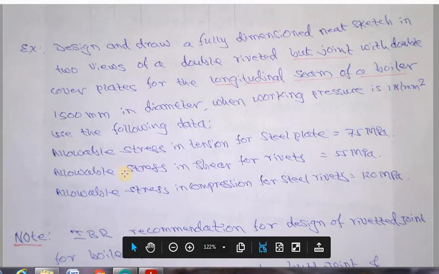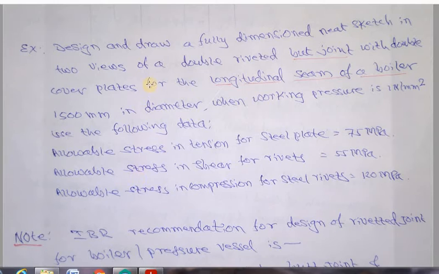So yesterday I have taken the examples of general case of riveted joints applicable for any structural joints. Now here in particular I continue with the examples under the boiler joints, meaning the joints which are used for making steam generation, boilers, locomotive boilers or general Babcock boilers, etc.